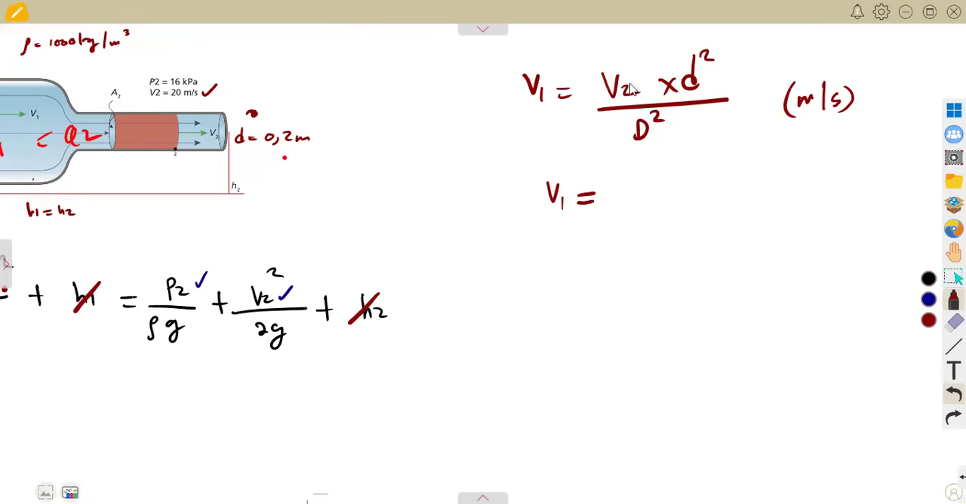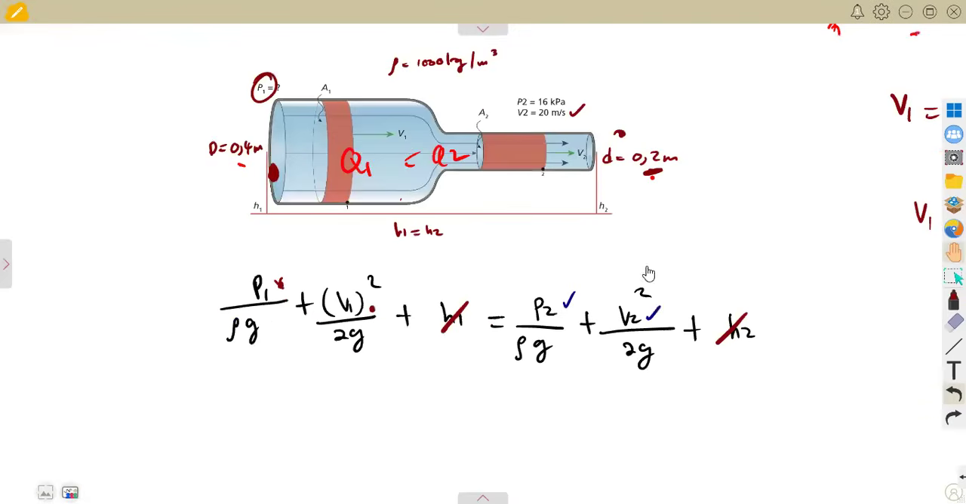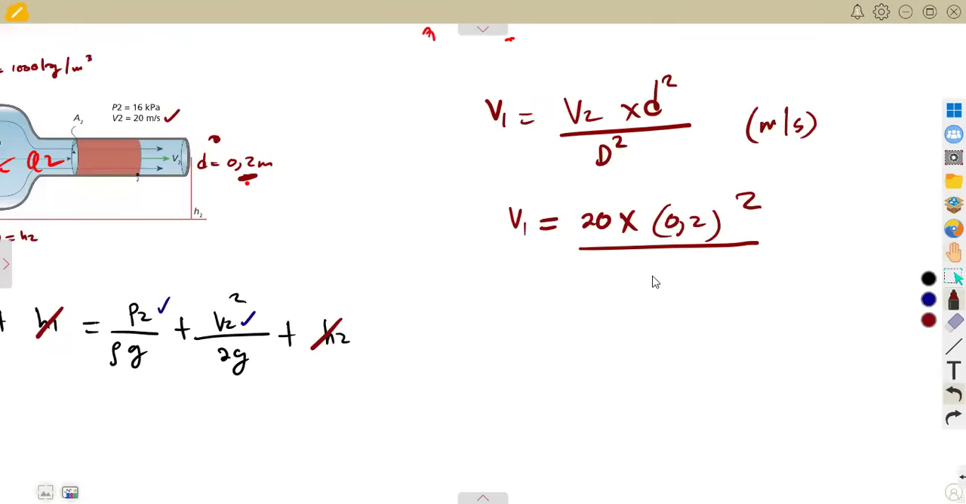So that's our V1 there, which is going to be V2, which we already have as a velocity of 20, times d squared, the smaller one, 0.2 squared, over d squared, the bigger one. At the inlet, the bigger diameter is what? 0.4. That's going to give us the velocity at the inlet in meters per second. So that gives us 5, just 5 meters per second, just like that.